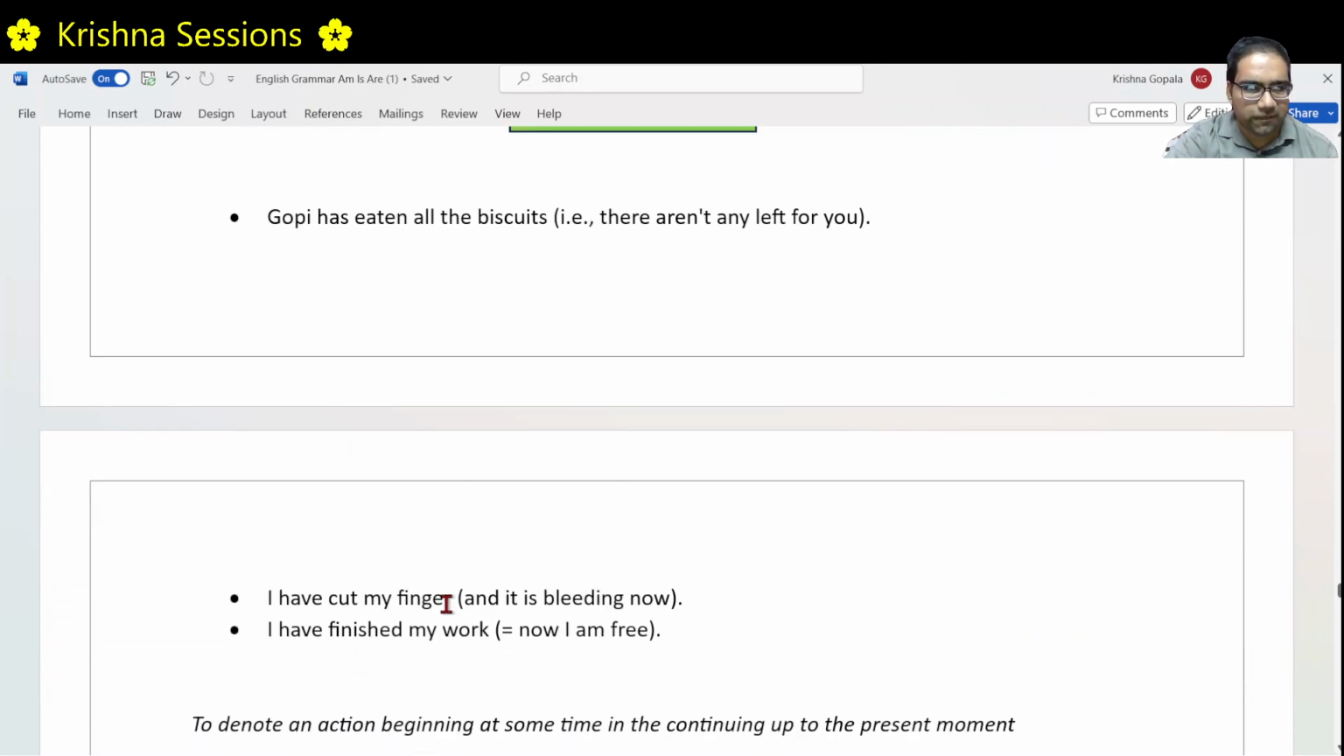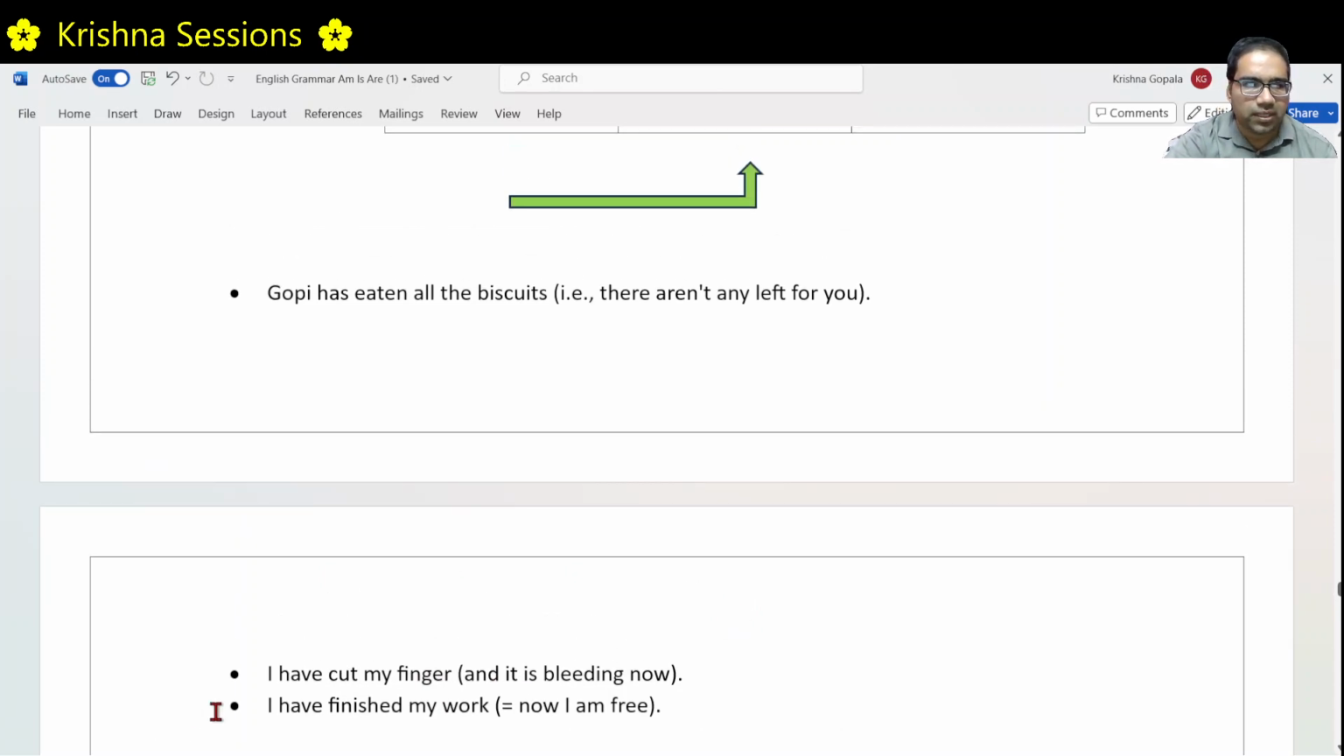I have cut my finger and it is bleeding now. What does that mean? When you say, I have cut my finger, you mean that it is still paining or it is still bleeding. If you say, I cut my finger, it becomes simple past. Simple past means there is no result right now. You are not worried. It's just a plain statement.